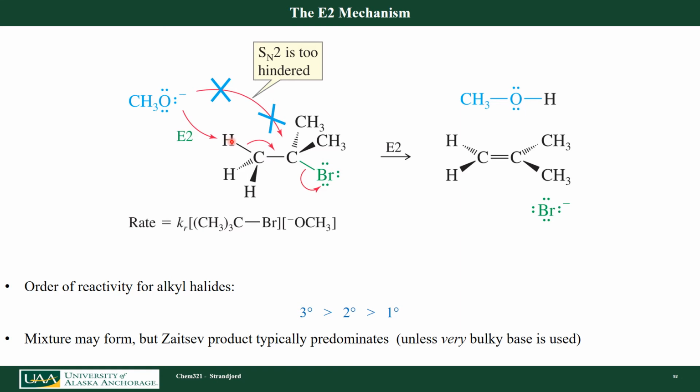It's easier, if you will, to go and react with one of these beta hydrogens than it is to attack this alpha carbon. So elimination predominates. So the order of reactivity is tertiary alkyl halides react faster by E2 than secondary and faster than primary. Primary tend to undergo SN2 reactions. As usual, we're always going to predict the most stable product, and for most cases that's going to be my Zaitsev product unless I'm allylic or benzylic.